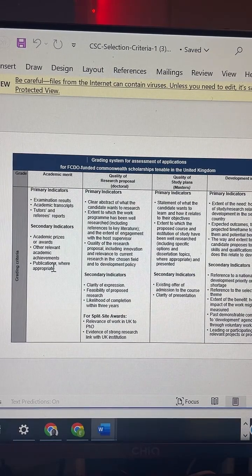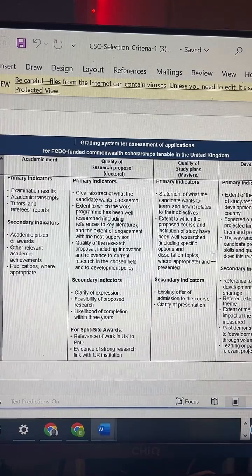Secondary indicators will be if you have any academic prizes or any other relevant academic achievements over the years. And if you have any publications, that can also put you a bit ahead of any other person. If you have a publication, good; if you don't, that is not a big deal. And the next thing that they are looking at, we are not considering this portion because it's just research proposals for doctoral scholarships, but we are looking at the masters.